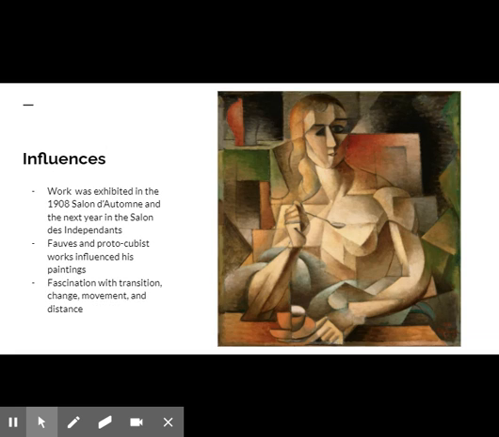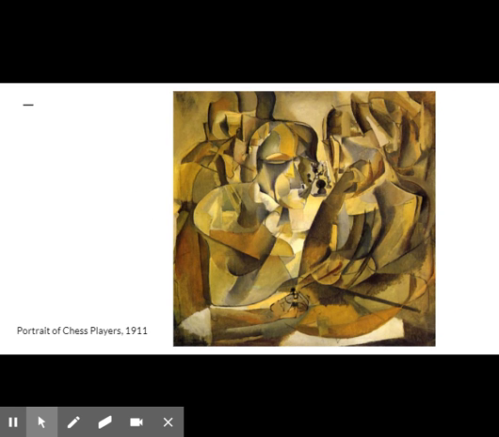Duchamp's work was exhibited in the 1908 Salon d'Automne and the following year in the Salon des Indépendants. Fauve and proto-cubist works influenced his paintings. During this time, Duchamp's fascination with transition, change, movement, and distance became a large part of his work. In his 1911 Portrait of Chess Players, there is the cubist overlapping frames and multiple perspectives of his two brothers playing chess.